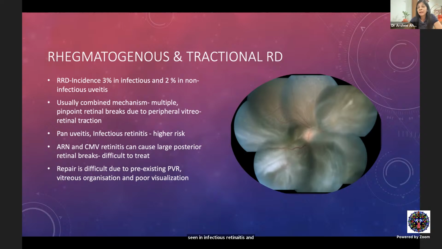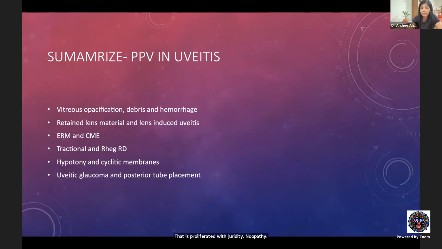Although rhegmatogenous RD because of viral retinitis would have a poorer prognosis, because these are large posterior breaks, these are usually more difficult to treat. Repair also is difficult in these patients because there could be pre-existing PVR, that is proliferative vitreoretinopathy. There could be an organized vitreous. There could be poor visualization because it could be an inflamed eye.